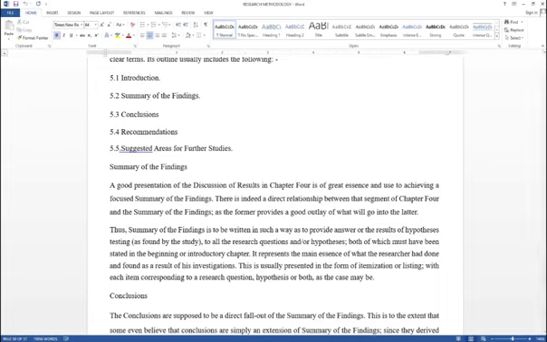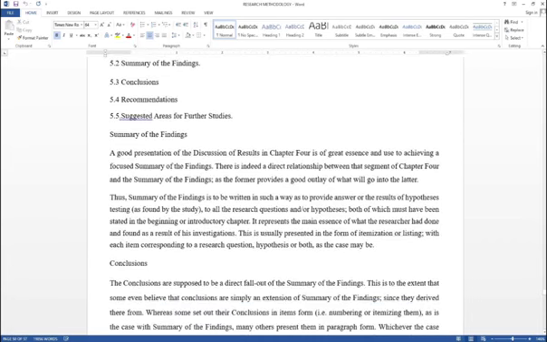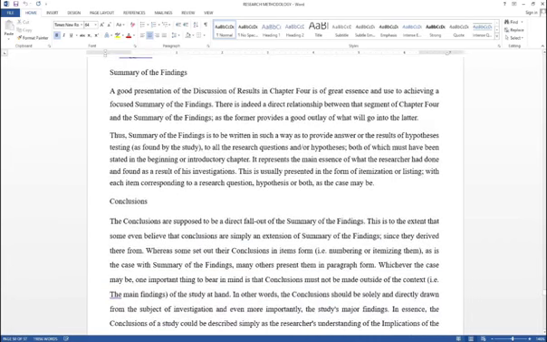So it is usually presented in the form of itemization or listing, with each item corresponding to a research question, hypothesis, or both, as the case may be. That is the summary. It's very, very important. Then after the summary, we go into the conclusion.